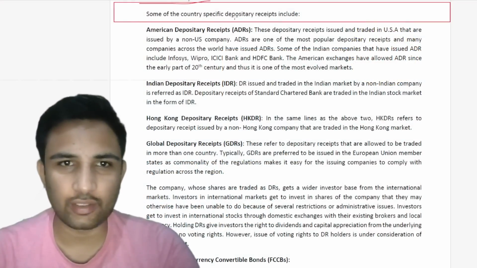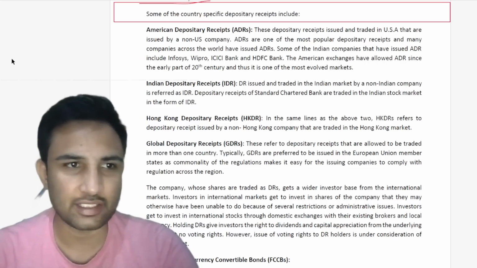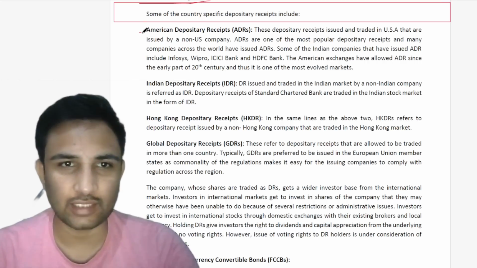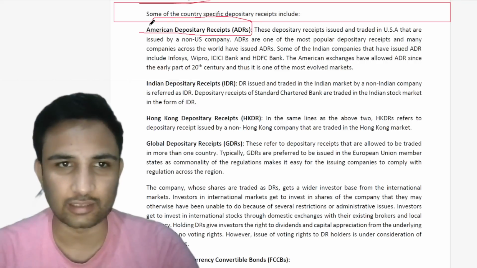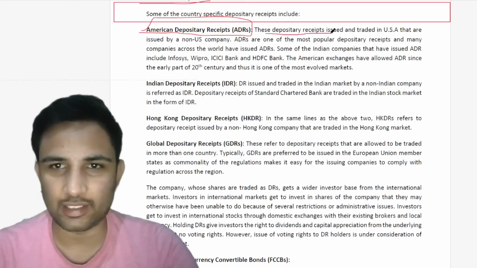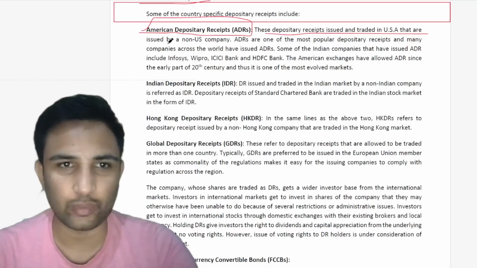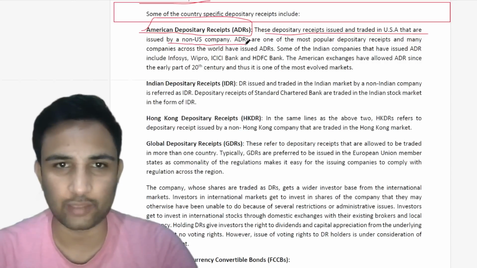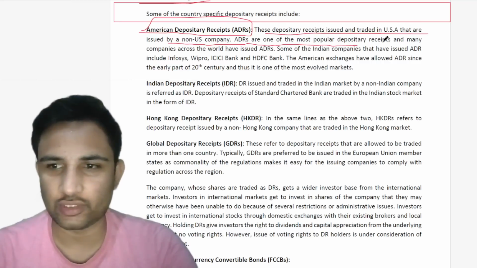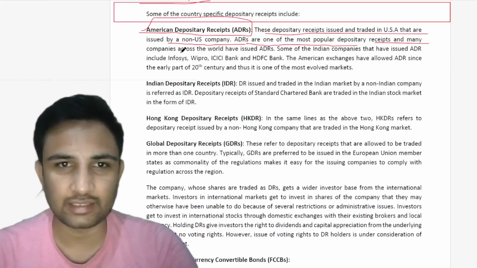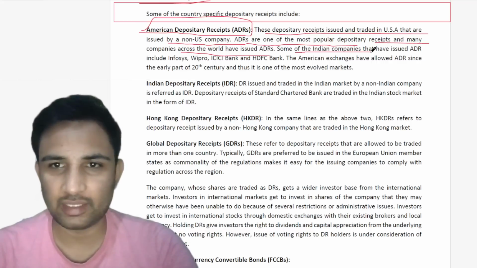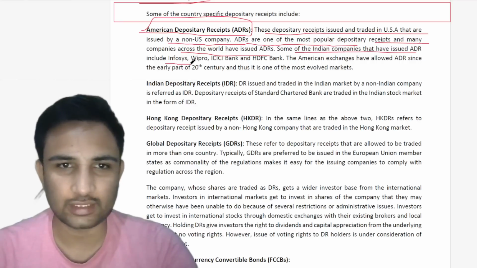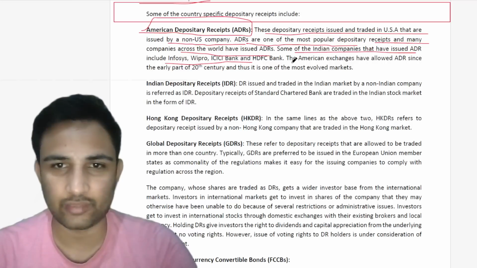Some of the countries where specific depository receipts exist include different countries where this is happening. First one is American Depository Receipts, that is ADRs. These depository receipts are issued and traded in the USA by non-US companies. ADRs are one of the most popular depository receipts, and many companies across the world have issued ADRs. Some of the Indian companies that have issued ADRs include Infosys, Wipro, ICICI Bank, and HDFC Bank.